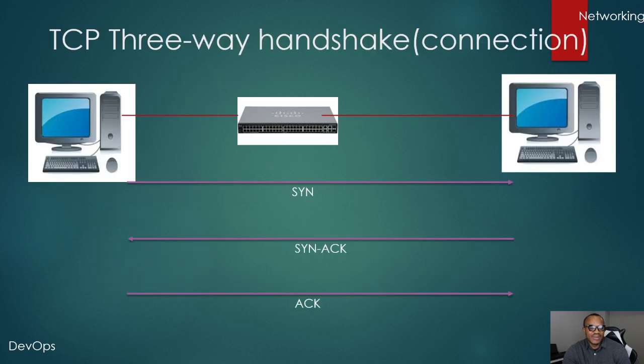And it does a three-way handshake for establishing a connection. The client requests a connection by sending a SYN packet to the server to initiate a connection, and the server acknowledges and agrees to establish the connection, thereby sending a SYN-ACK, which is a synchronize acknowledgement packet.